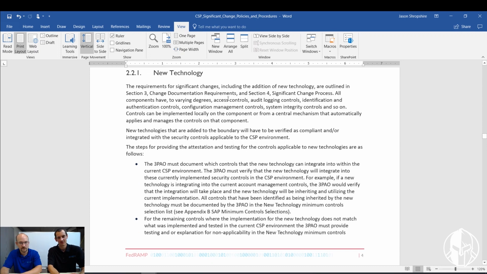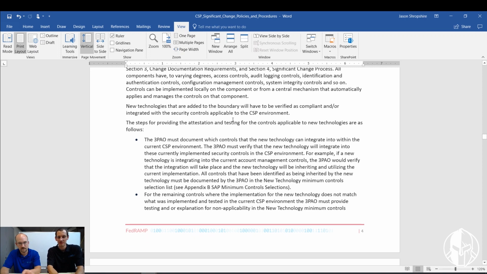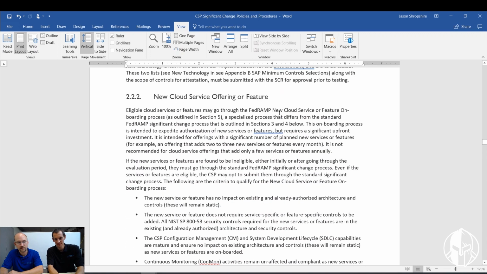So for a new technology, there's certain things that they want to see, and I think that even in the appendix, they go through these scenarios and give you a pre-defined list of controls that they feel are impacted for these different types. Correct. So they're being very prescriptive here: if it's this type of significant change, these control areas are probably impacted. If it's this type, then maybe it's these other controls, and they're detailing that out here.